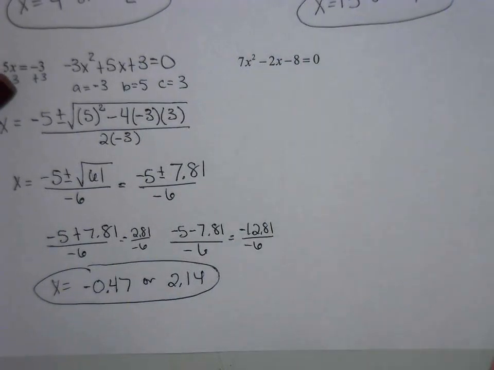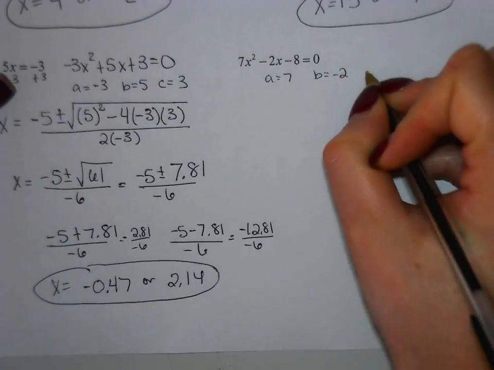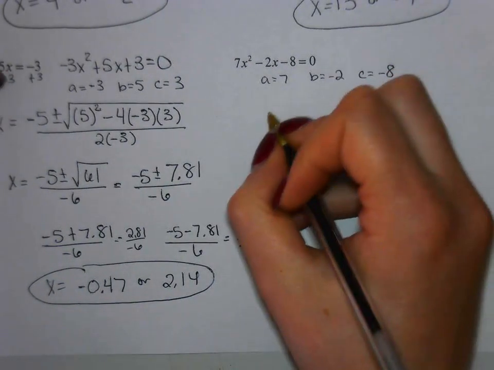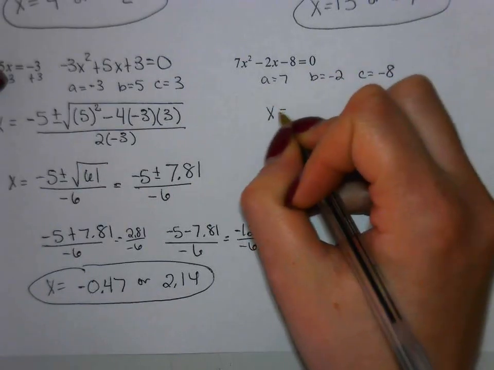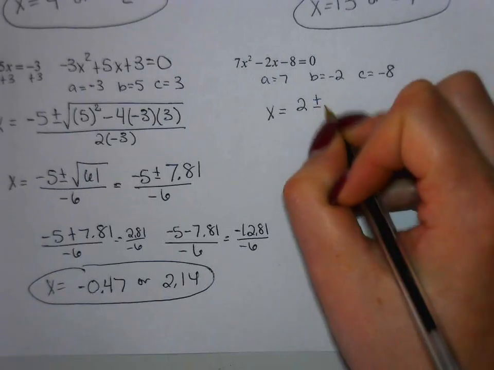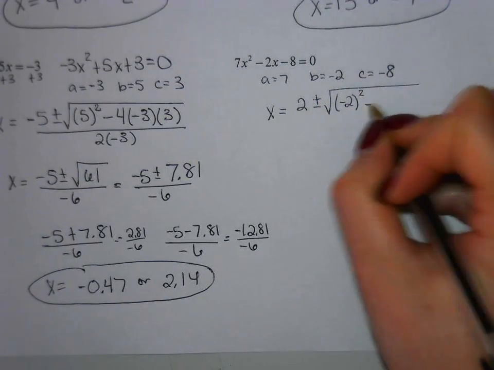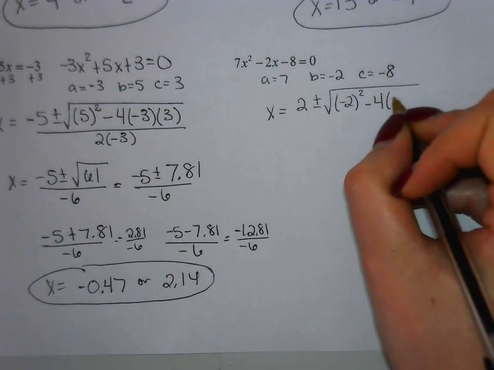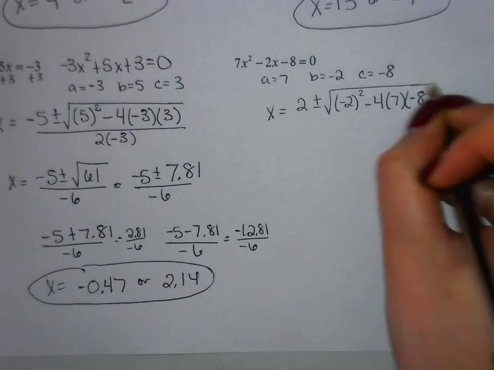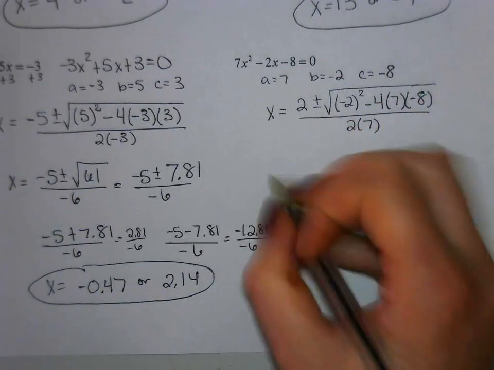So this one's in standard form. A equals 7, b equals negative 2, and c equals negative 8. To fill out our quadratic formula, x equals the opposite of b, which is a positive 2, plus or minus the square root. We take our b, which is negative 2, and square it, minus 4 times our a value, which is 7, times our c value, which is negative 8. Divide all of that by 2 times a, which is 7.